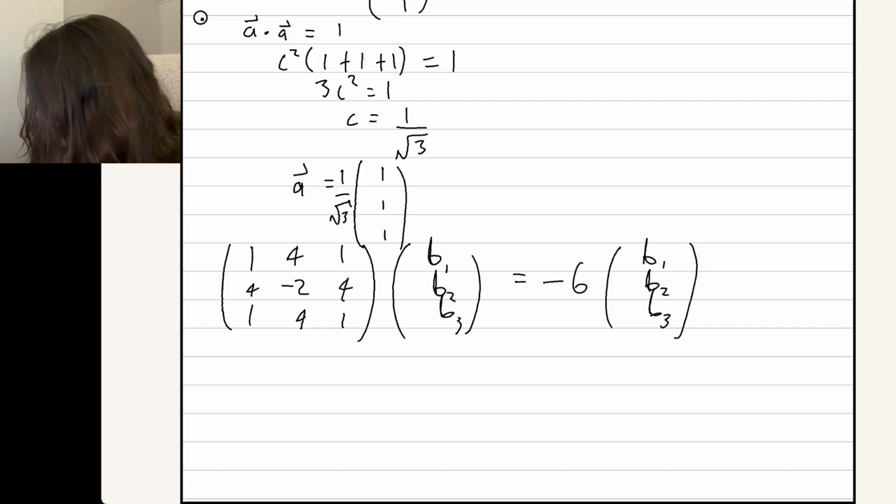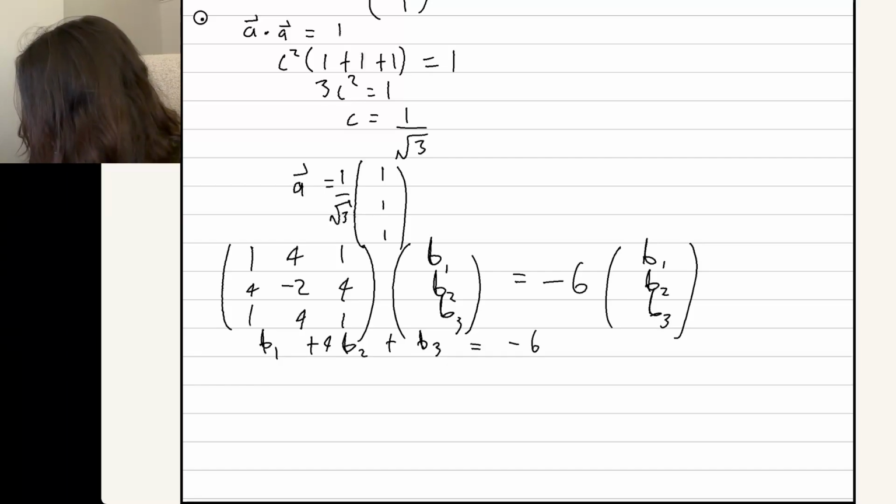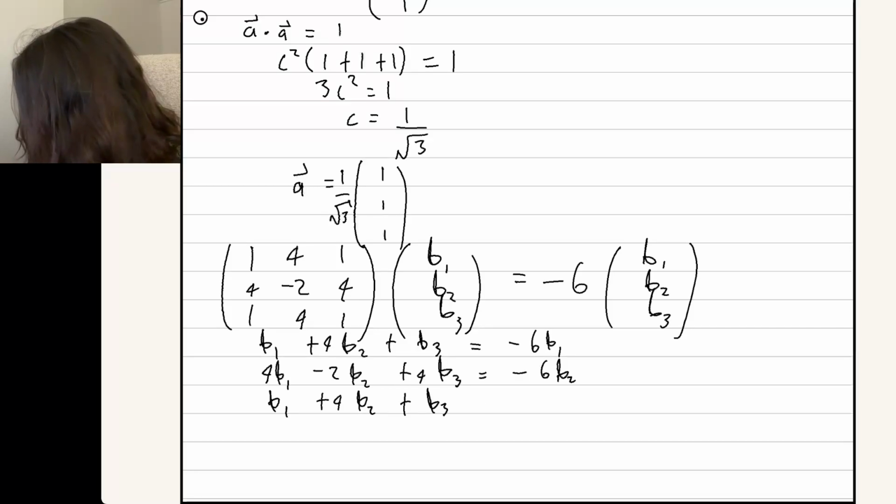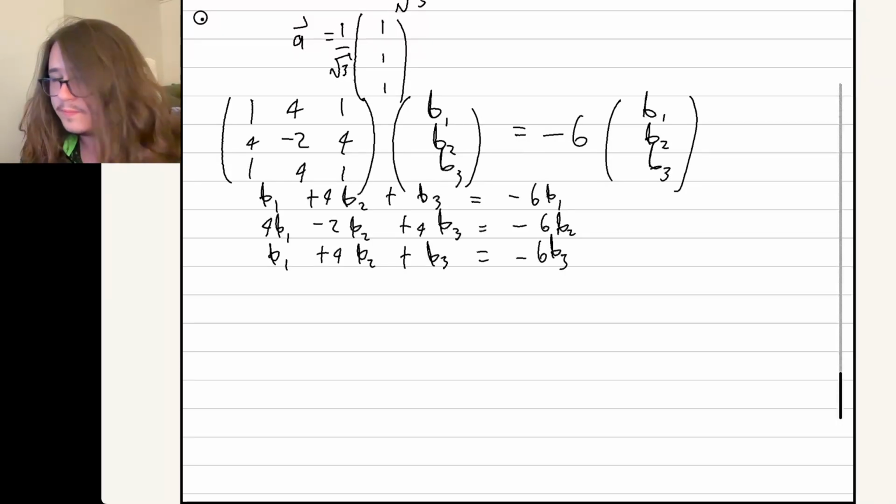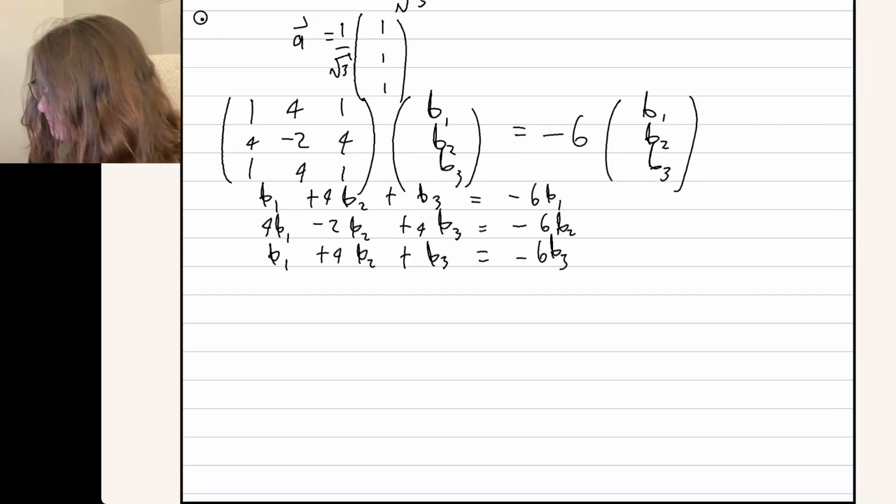Doing the matrix multiplication, we have B1 plus 4B2 plus B3 equals minus 6B1. 4B1 minus 2B2 plus 4B3 equals minus 6B2. And B1 plus 4B2 plus B3 equals minus 6B3. Again, the left-hand sides of the first and third equations are the same, so we can set B1 equals B3.